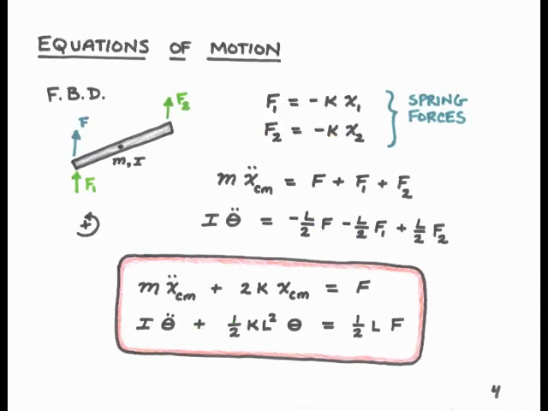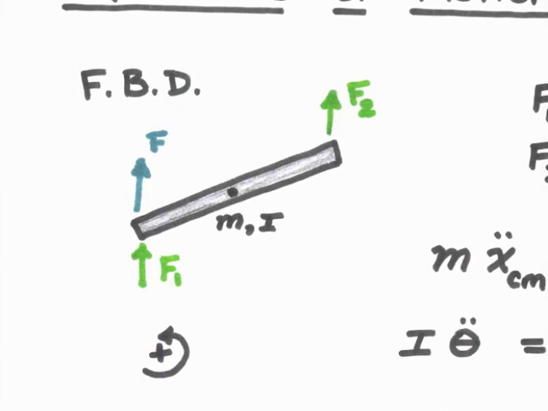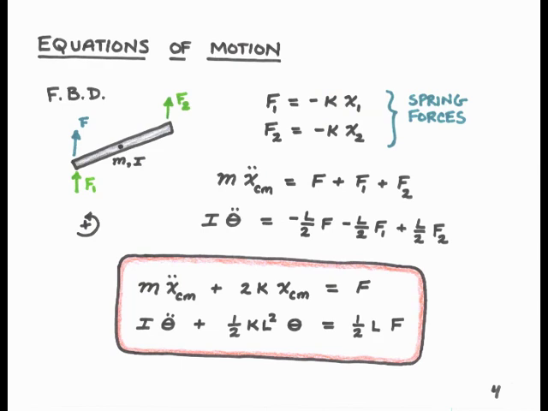Now, with our kinematics complete, we're ready to find our equations of motion. We'll start with our free body diagram for the beam. What forces are acting on the beam? We have a spring force on the left-hand side, which I'm calling F1, a spring force acting on the right-hand side, which I'm calling F2, and the applied force, labeled F, acting on the left side of the beam. I'm choosing to have the upward direction be the positive direction for all three of these forces, since upward is also the positive direction for displacements x1 and x2.